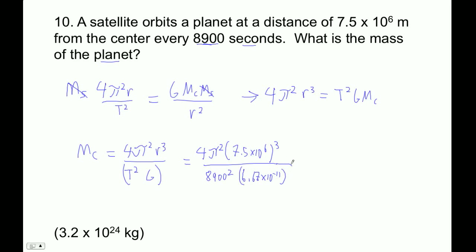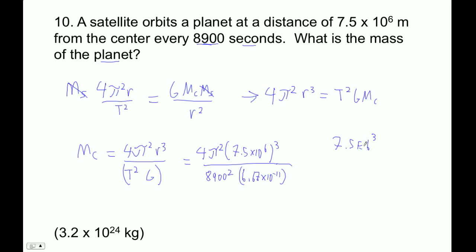I hate it when the thing doesn't cover it up like that. Okay, here we go. Are you ready for this? 4 times pi squared times 7.5 e6, and then don't forget to raise that to the third power. You actually don't need parentheses. You can type this into your calculator as 7.5 e6 to the third, and it will evaluate that correctly.